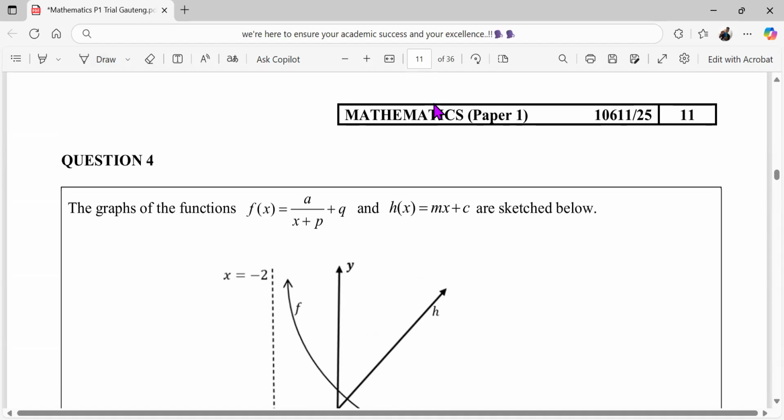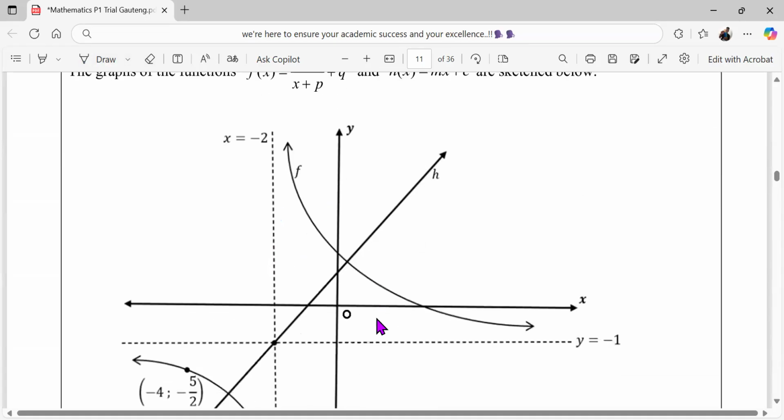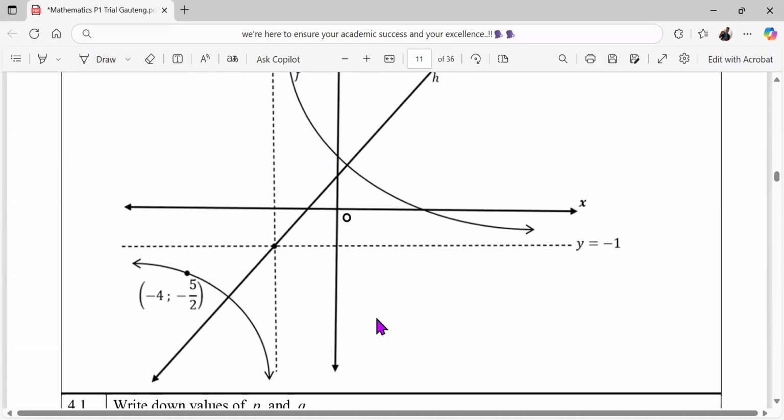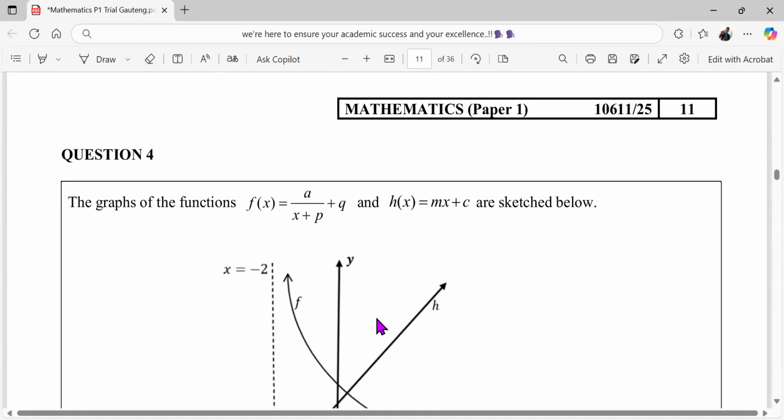Now, we can already get the values of P as well as Q, because those two tell us information about the horizontal asymptote. When we go to the equation here, the one of Q, we just take it exactly as it is. So it's y equals -1, the horizontal asymptote, which means that Q will directly become -1.